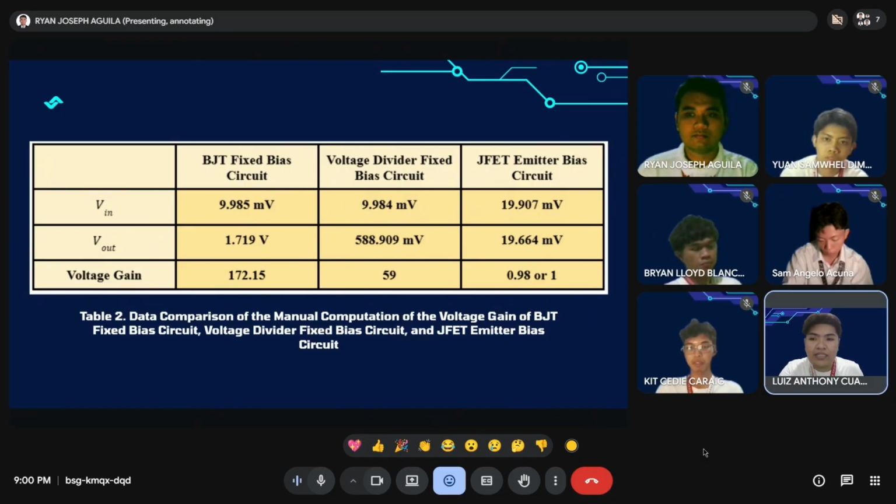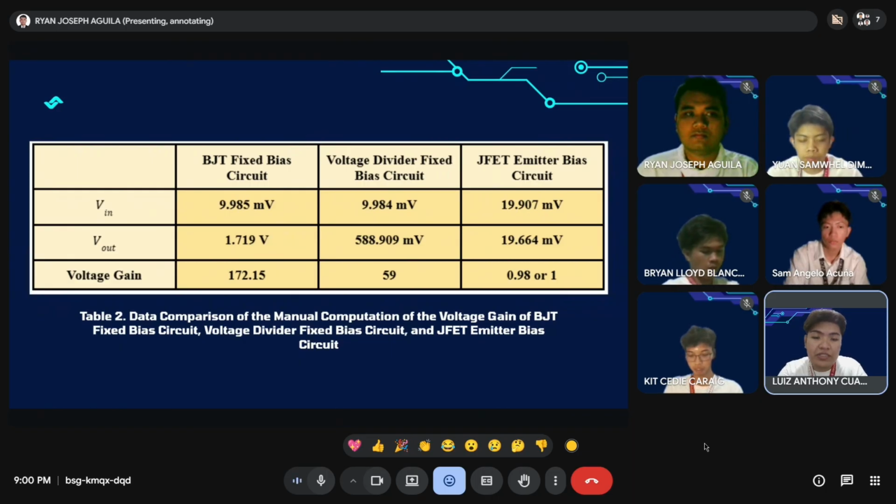And now for Table 2, which is the data comparison of the manual computation of the voltage gain of the BJT fixed bias circuit, voltage divider bias circuit, and JFET emitter bias circuit. As we can see in the table, the BJT fixed bias circuit delivers the highest performance in terms of raw amplification, achieving a voltage gain of 172.15.